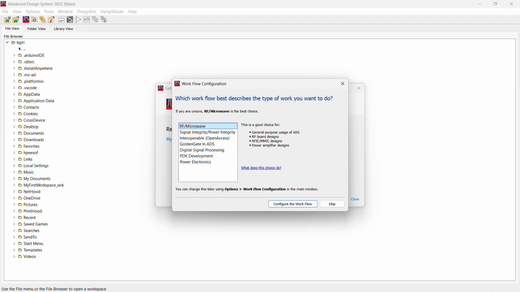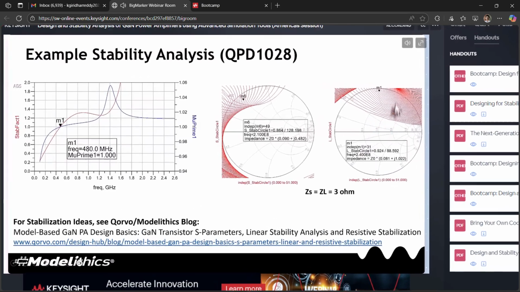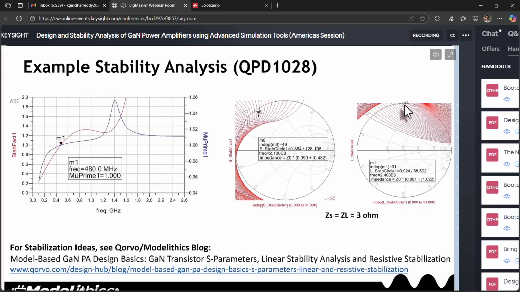Same thing over here. If we matched here at M1, for example, at 240 megahertz, what we would expect is at the input port, looking into the gate of the transistor, we would see a negative input impedance, a negative real part of the input impedance.